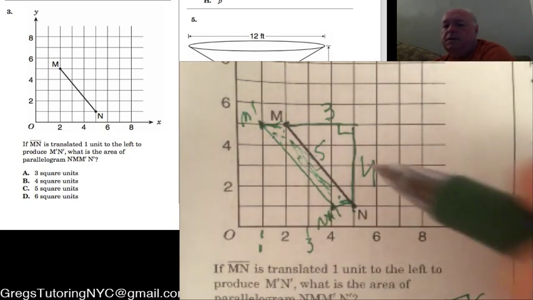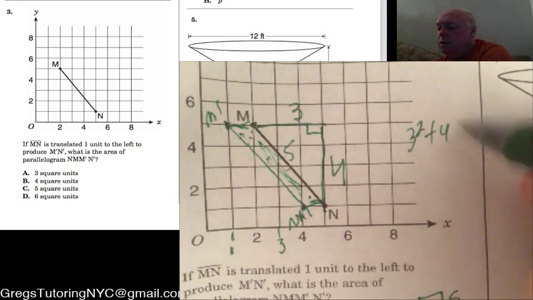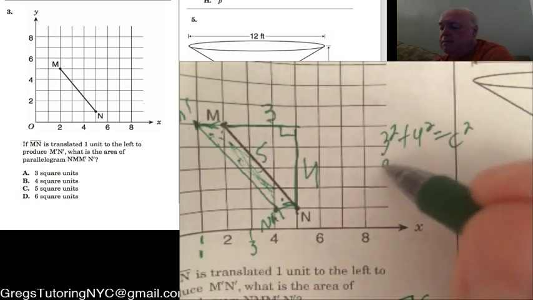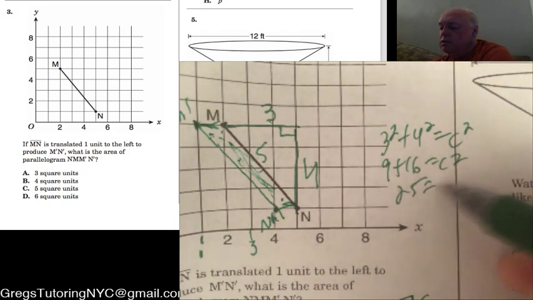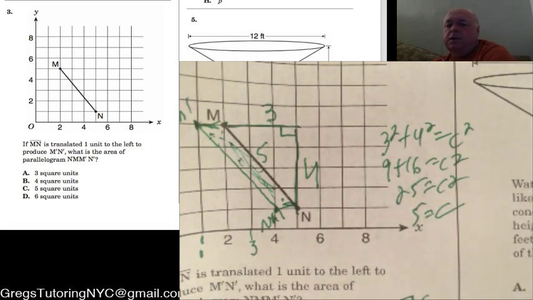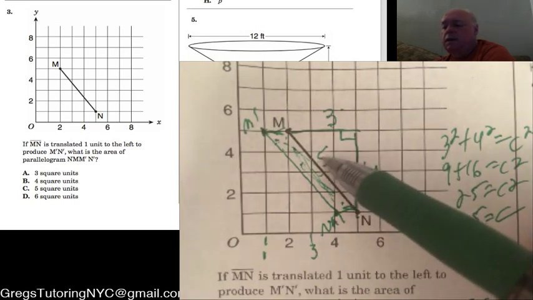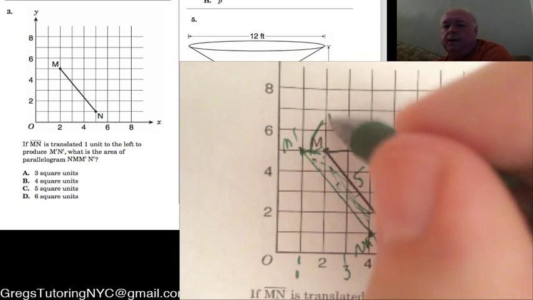You could also have done the Pythagorean theorem and got 3 squared plus 4 squared equals c squared. And this would have been 9 plus 16 equals c squared. And then you got 25 equals c squared. And then 5 equals c. Okay? So you have a couple ways to do this. The best is just knowing this is a 3, 4, 5. And it told us it was 1 unit away, so we know the length of this is 1.